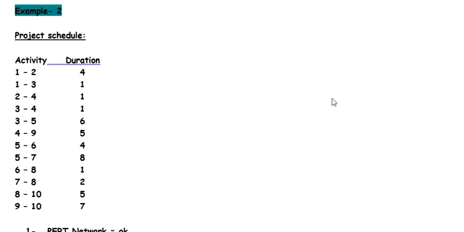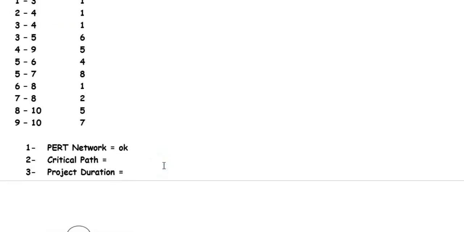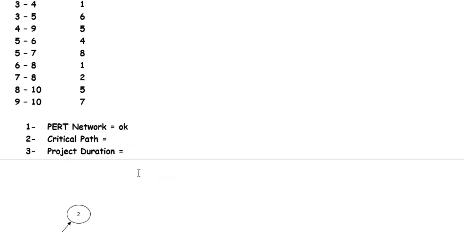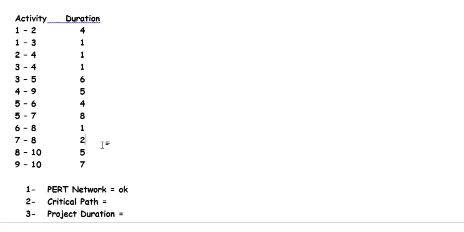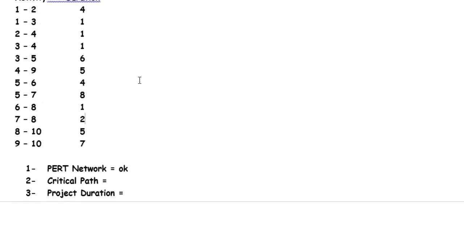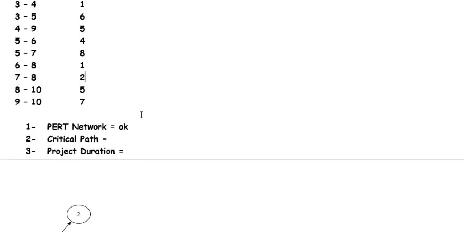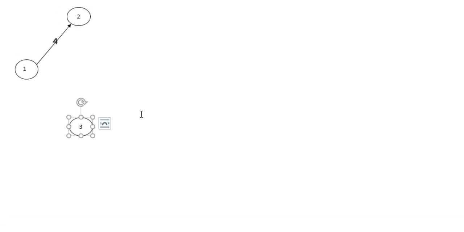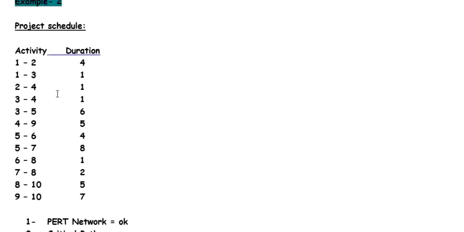Let us repeat one more example to understand the problem once again. So the project schedule, activity durations are listed as shown, and we have to find out the PERT network, critical path and project duration. So we can start the project network from 1 to 2 and 1 to 3. 1 to 2 is equal to 4 and 1 to 3 is equal to 1. Here 2 to 4 is equal to 1.